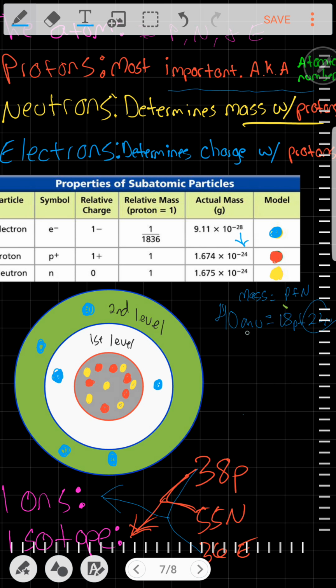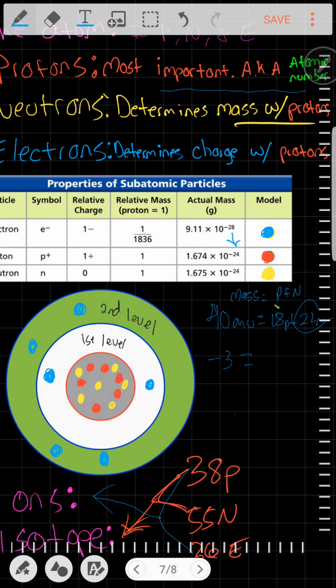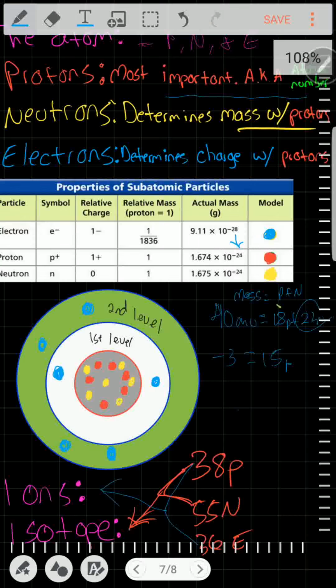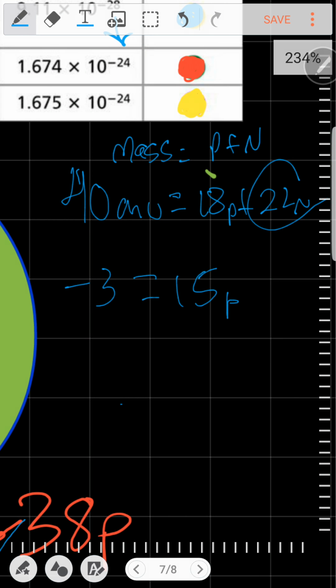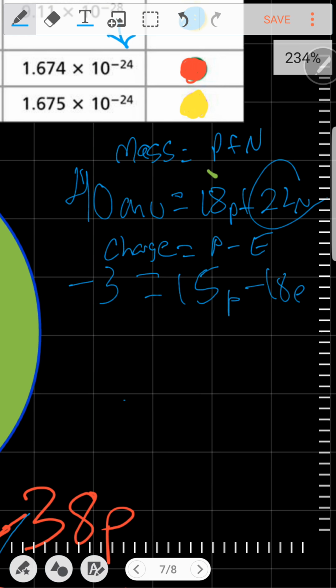Let's go to charge over here. I need protons and electrons to determine charge. So say something has a charge of -3 and it has 15 protons. Well, I know that charge equals protons minus electrons. How many electrons must I have to make my atom -3? I must have 3 more negatives than positives. Another way to look at it: 15 minus what will give me -3? That's going to be 18. So 18 electrons. That's how we do that.